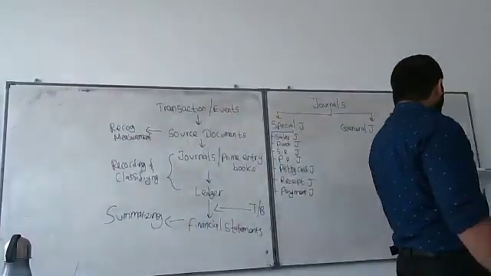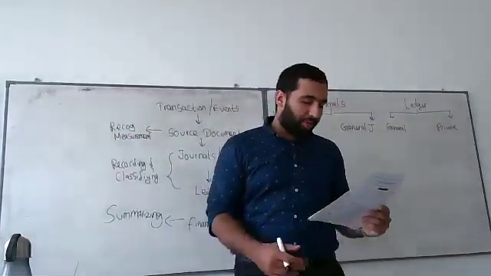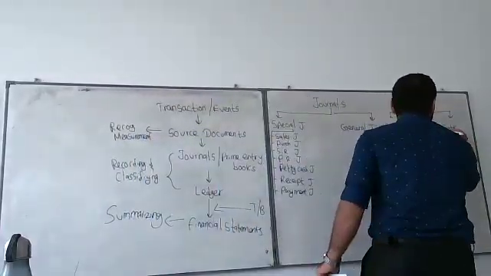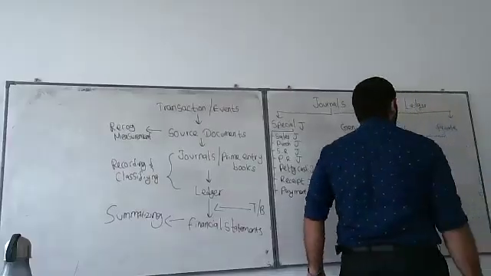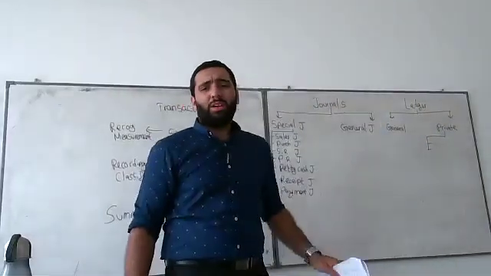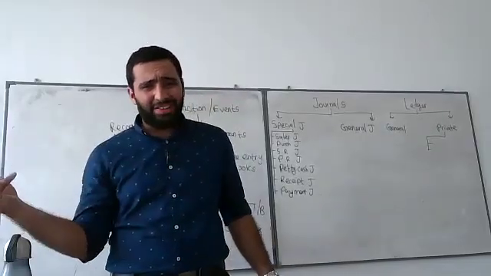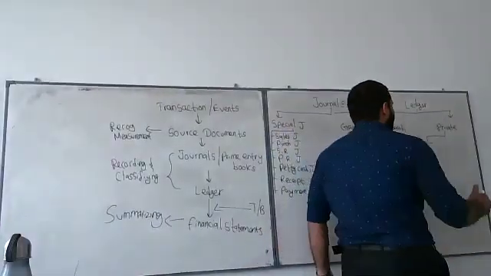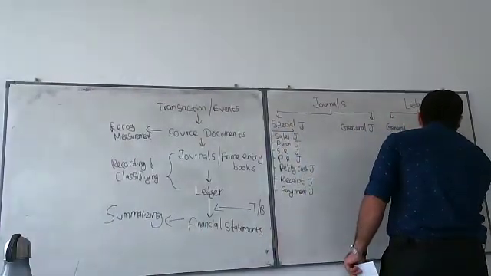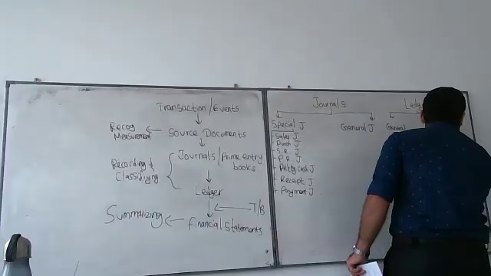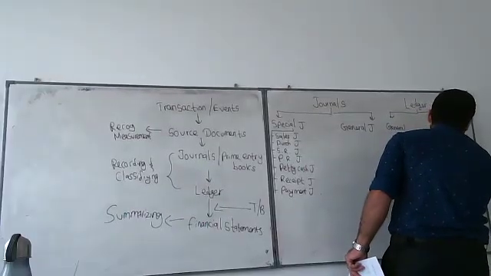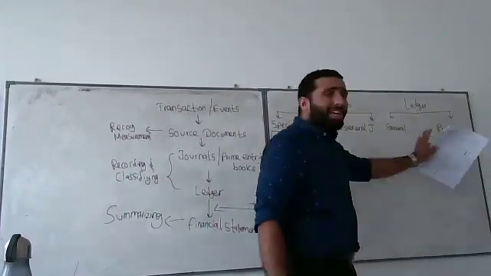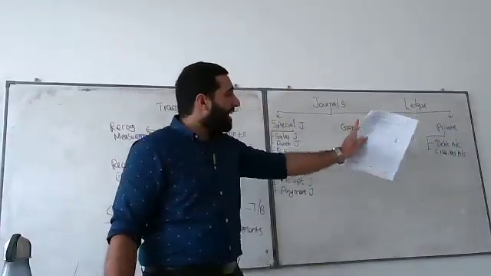So private ledger. I have kept this blank for a reason because there are two. Under the ledger, there can be many private ledgers. But what are private ledgers? Number one is the debtors ledger. Very important. Debtors account. And then the creditors account. So these two are private ledgers.